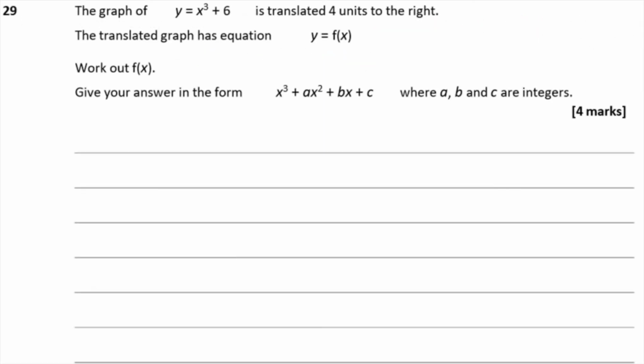Question 29. The graph of y equals x cubed plus 6 is translated 4 units to the right. The translated graph has equation y equals f of x. Work out f of x. Give your answer in the form x cubed plus ax squared plus bx plus c. Okay. Don't really need a sketch, but I'm just visualizing the problem. x cubed plus 6 is going to be a graph that looks like that, and I'm moving it a little bit to the right. So my new graph is going to look like that. So this is translated 4 units to the right, isn't it? So it's a translation of 4 units in the x direction.